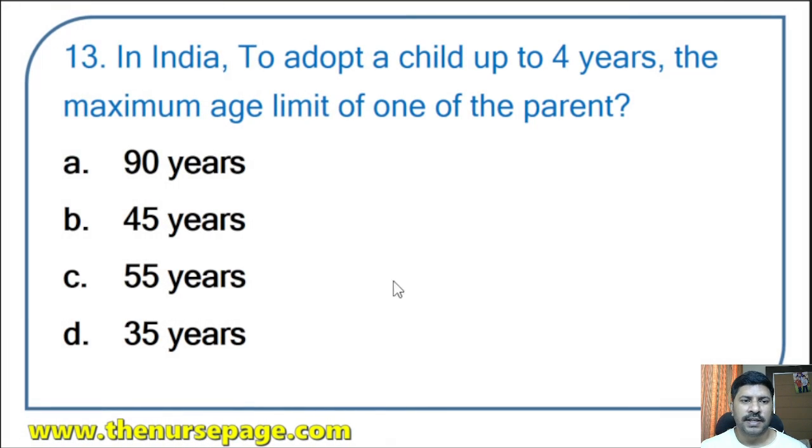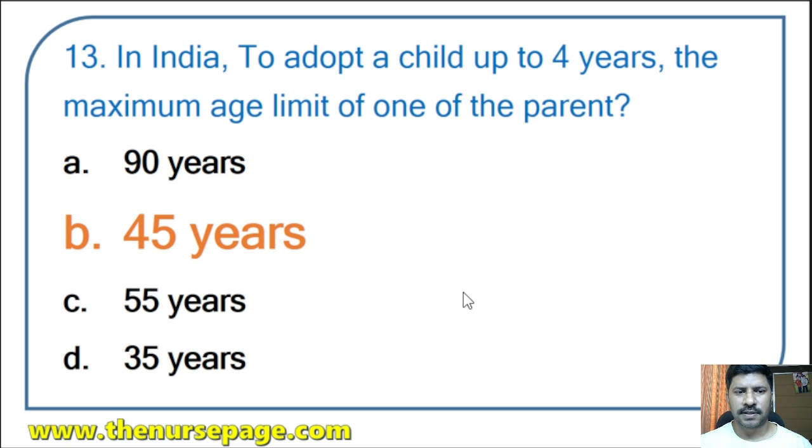Next question. In India, to adopt a child up to 4 years, the maximum age limit of one of the parents: 90 years, 45 years, 55 years, 35 years. To adopt a child up to 4 years, the maximum age limit of a parent is 45 years. One parent should be 45 years, and the total age of both parents should not exceed 90 years.